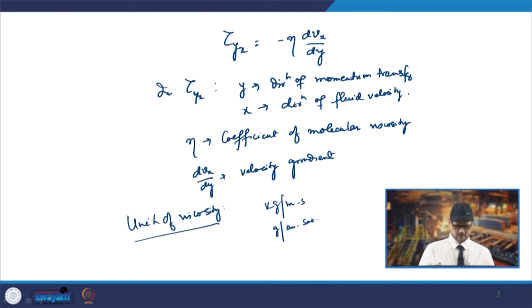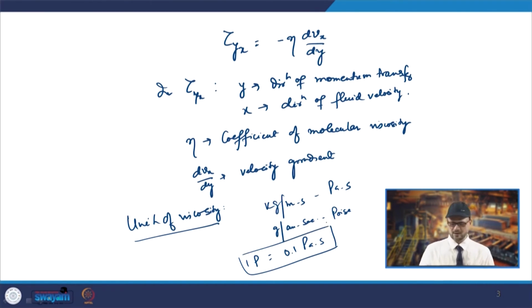So, this is Pascal second, and this is the poise. If you see, 1 poise will be 0.1 Pascal second. So, that relationship also comes up for the unit of viscosity, and the unit of viscosity has some standard value at some standard temperature and pressure.